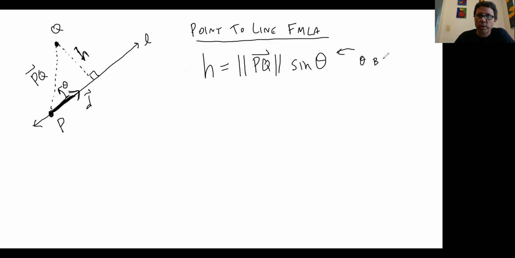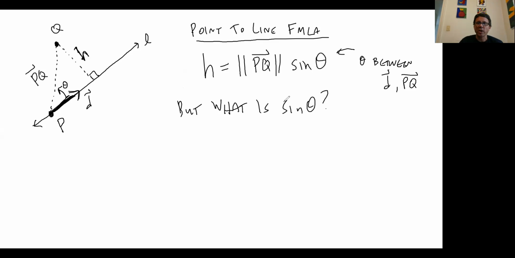The angle between the vector D and the vector PQ. So it's a basic triangle, so you just use the sine formula for that. But then again, the question is, how do I find the angle? What is the sine of the angle? It's all well and good, if I knew the sine, it would be easy to do. I just multiply and I got it. But what is the sine?